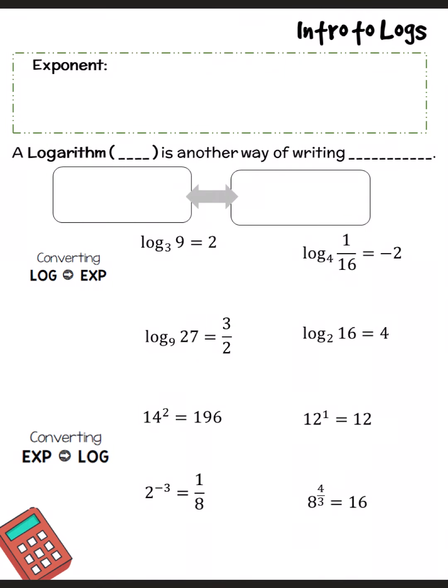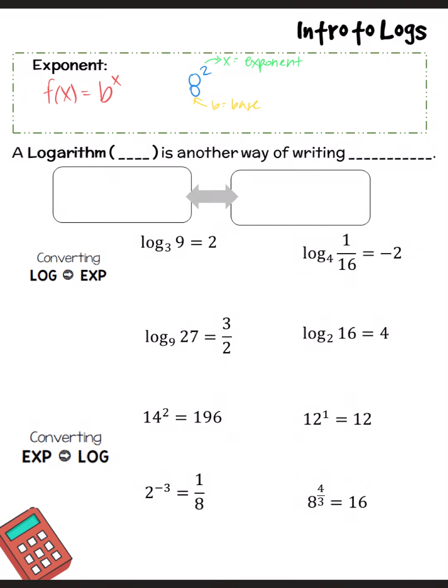Introduction to logs by going over what an exponent is. So remember, our exponents look like this: f of x equals b to the x power. Remember, this is an example: 8 to the second power. This 2, that is our x, which is our exponent. And this big 8, that's our b, which is our base.